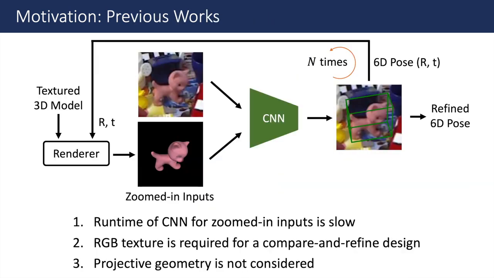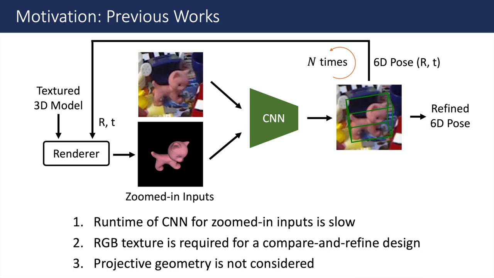Most recent works adopt regression-based 6D object pose refinement methods. The architecture is simple. Given zoomed-in input and rendered images, a CNN outputs a refined object pose iteratively. However, this approach has several drawbacks. First, the runtime of CNN for zoomed-in inputs is slow, which is especially prominent for multiple object pose refinement.